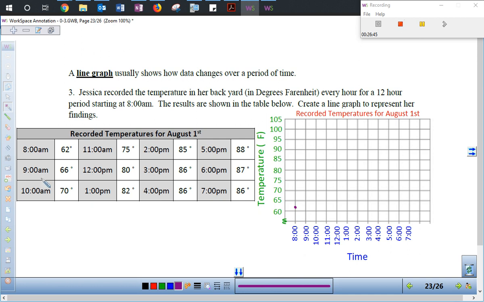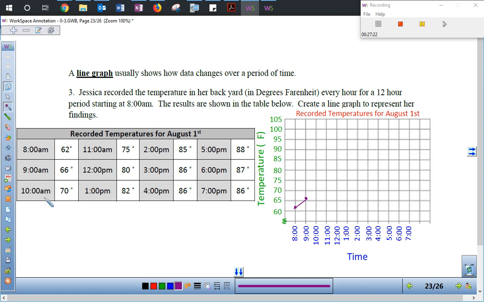Next, at 9 a.m., she said it was 66 degrees. So I'm going to come here for 9 a.m., find where 66 would be, put a dot, and right away when I do that, I'm going to get my straight edge and connect those two dots. And the reason that I do that is because by the end we're going to have so many dots on this graph that it's going to be difficult to see what connects to what. So I'm going to connect these dots in order so I make sure I don't miss one.